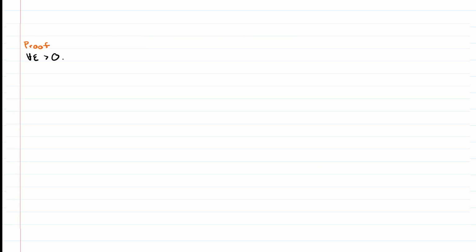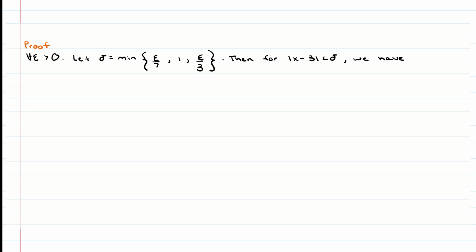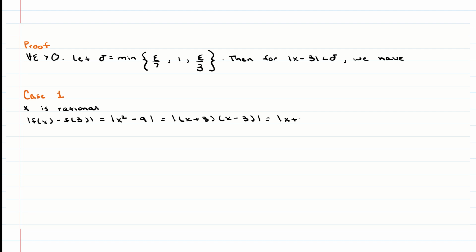Of course, we'll let all epsilon be greater than 0. And then we'll let delta equal what we found in the scratch work. That is, we'll let delta equal the minimum of epsilon over 7, 1, and epsilon over 3. Then for the absolute value of x minus 3 less than delta, we have, for case 1, when x is rational, the absolute value of f of x minus f of 3, which simplifies to the absolute value of x squared minus 9, which equals the absolute value of x plus 3 times x minus 3, which equals the absolute value of x plus 3 times the absolute value of x minus 3.